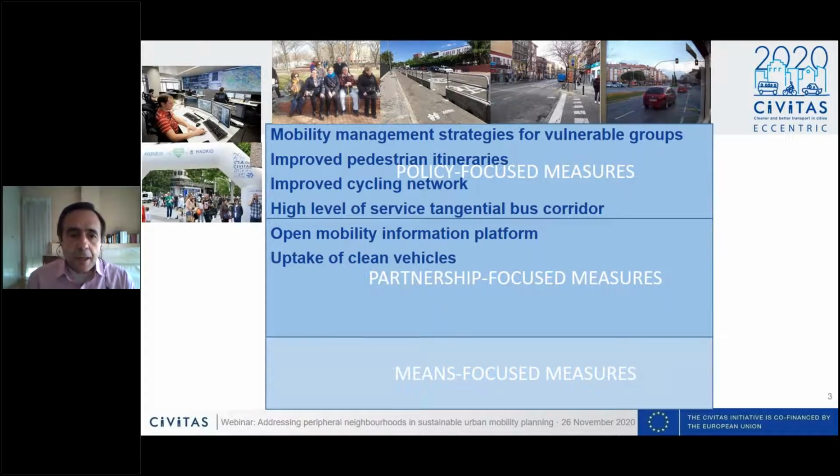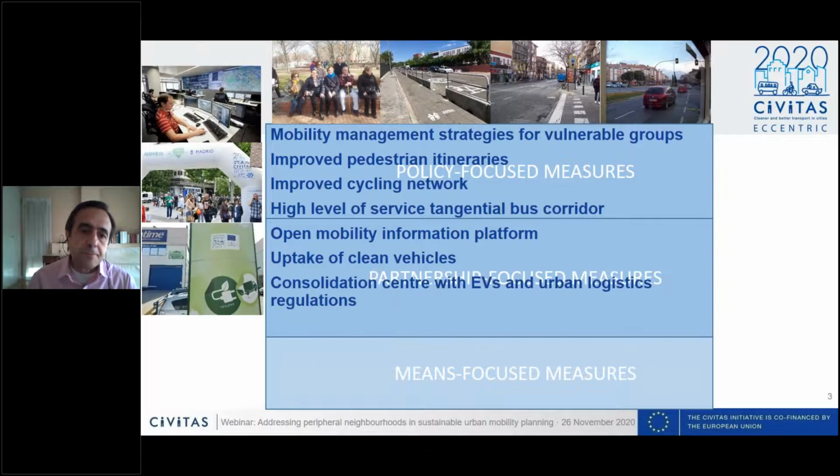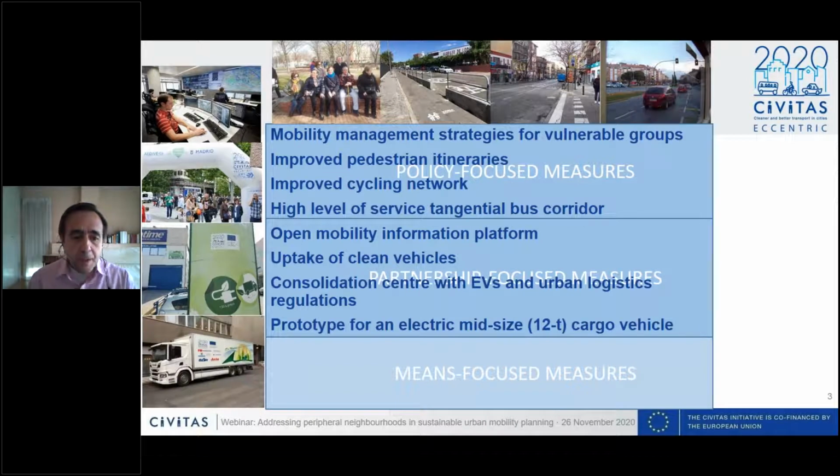We also accelerated the uptake of clean vehicles in the city, particularly in the municipal fleet, but also working with some private companies. We put in place a consolidation center for urban logistics and also the associated regulations to favor the use of clean vehicles and these clean delivery concepts in the city center. And we developed a prototype for an electric cargo vehicle.